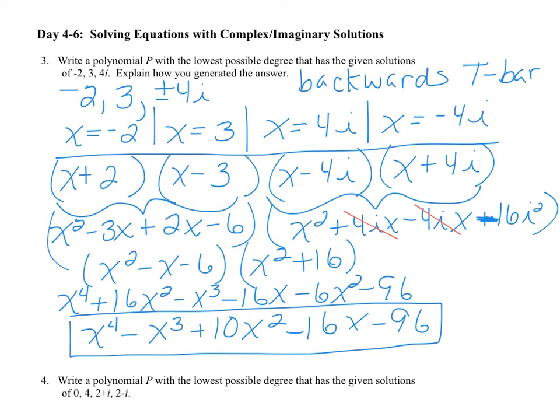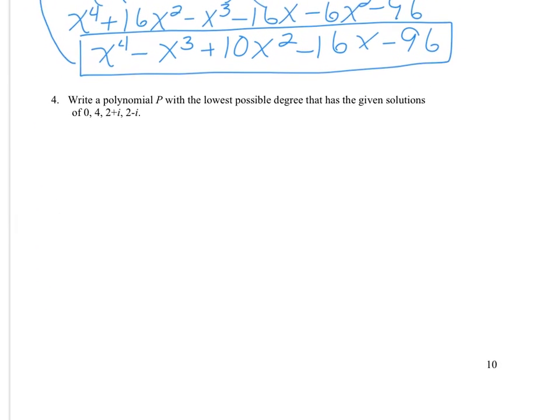is my polynomial that if I solved it algebraically would give me all those answers. And again, I have to remember every time they give me an I as an answer, that one of them was a positive and one has to be a negative. If I wouldn't have known that, I would have never gotten this equation. Okay, let's go on to the very last question.